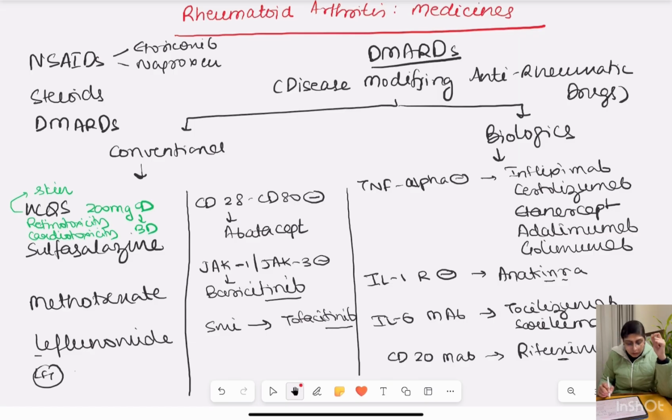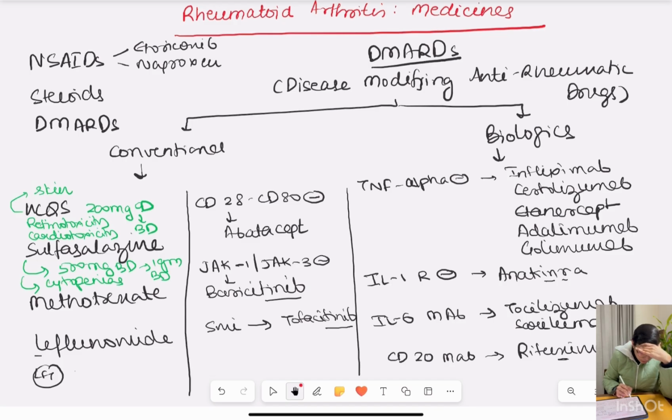Snake-like skin, so skin pigmentation. If we talk about sulfasalazine, the dose is 500 milligram BD up to 1 gram BD. And sulfasalazine can lead to cytopenias.